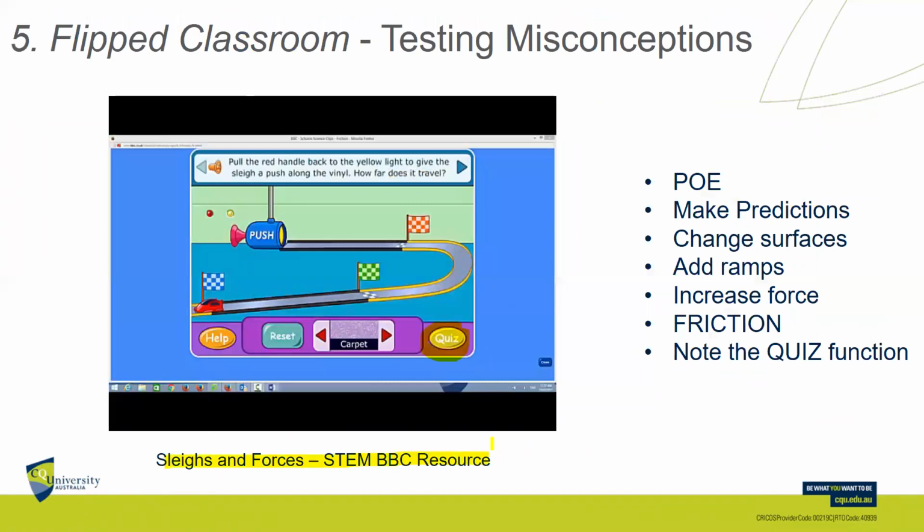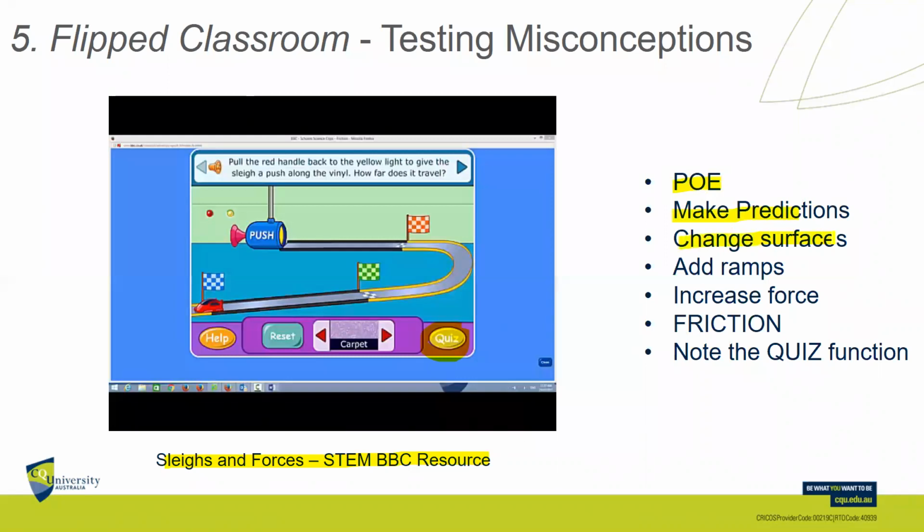It can be difficult. But using this little simulation, we can set up a really simple POE, a little inquiry task. And this device actually allows us to make predictions. What's going to happen if I increase the level of force, and I change the surface from carpet to wood or to something else? What do I predict is going to happen to the car? What will it do? So we can make predictions.